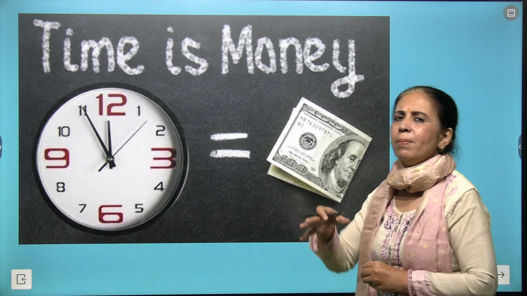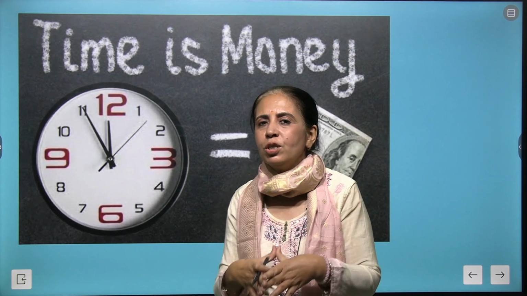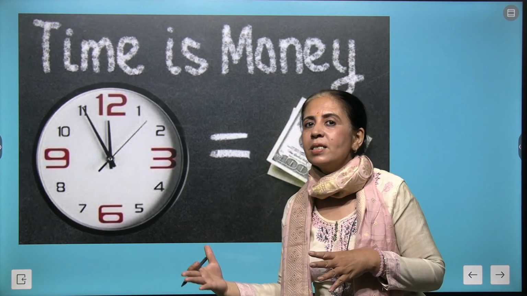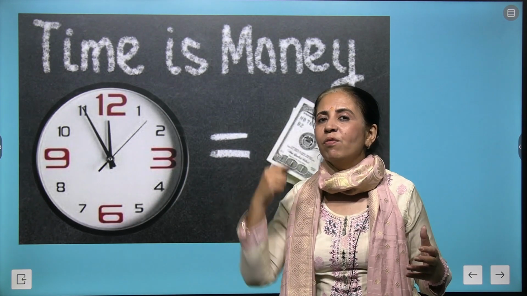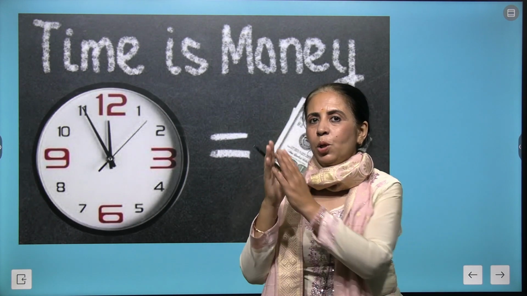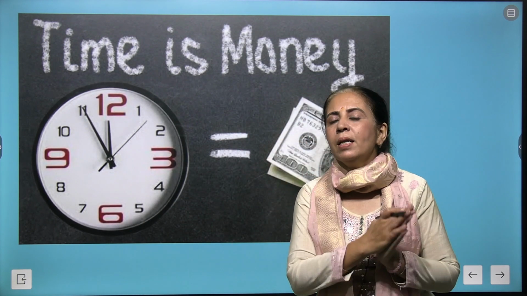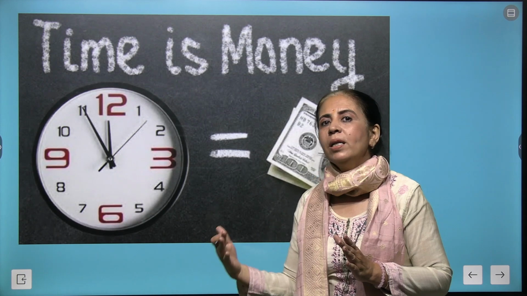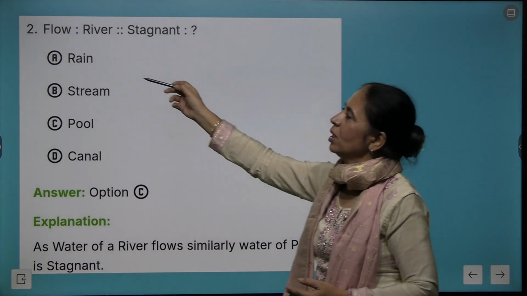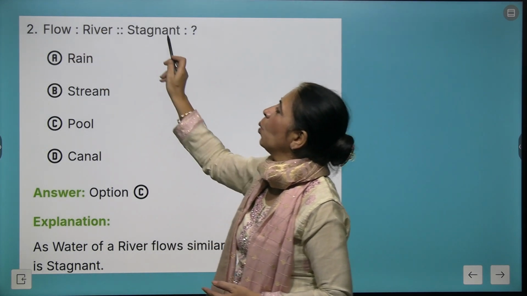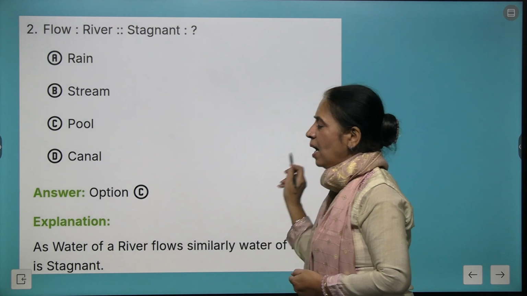So when you say time is money, you are creating a simulation of analogy. That means like you don't waste money. Similarly, time should not be wasted. Like you, every time it's your choice whether you want to spend time, whether you want to save time or you want to waste time. The same thing is applicable with the money as well. Moving ahead, we have a question like river flows, what is stagnant? And we immediately say pool is the right answer.